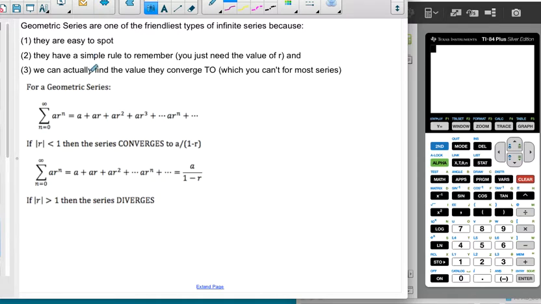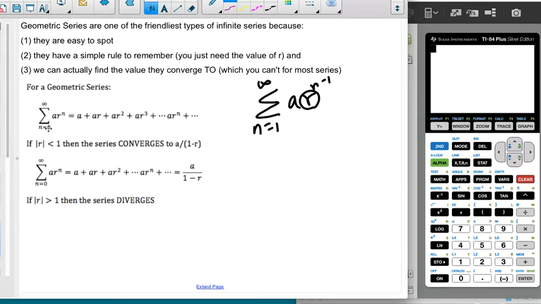So geometric series are one of the easiest types of infinite series to deal with, because they're pretty easy to spot. We saw that you can also, as I wrote early on in a previous slide, it can look like this, but it's the same idea. You've got some r to a power, you've got a number in front. The other reason they're super friendly is because they have a pretty simple rule to remember what they converge to. We really just need to know the value of r.